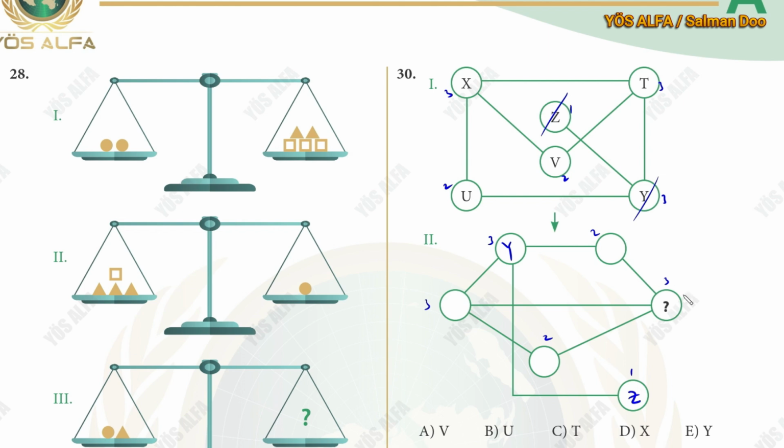So we're asked to find the one with three branches. So we're left with X and T as the three branches. So this is either X or T. This one is also either X or T. So which one of these, either X or T, is connecting to Y? Connecting to Y over here is T, and T has three branches. So this must be T. So if this is T, then that is X. So the answer is D.